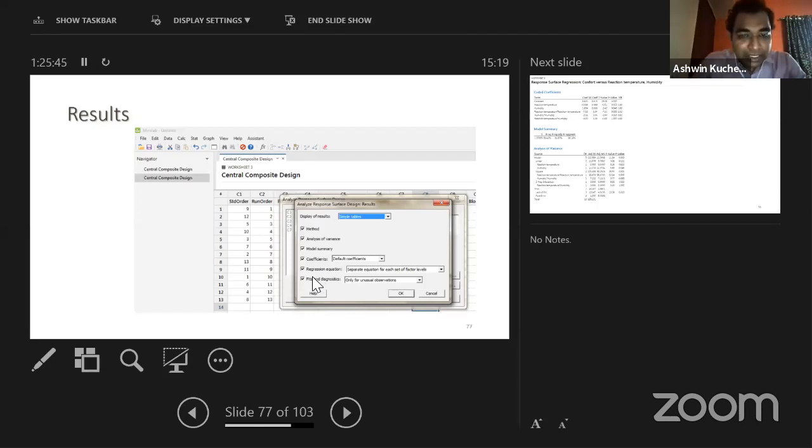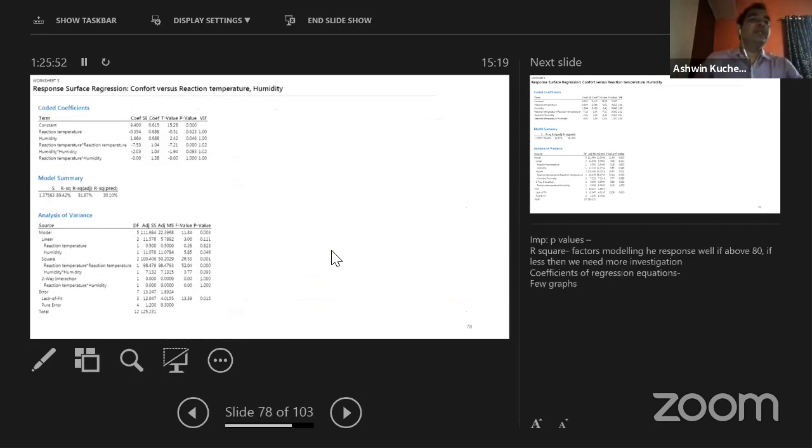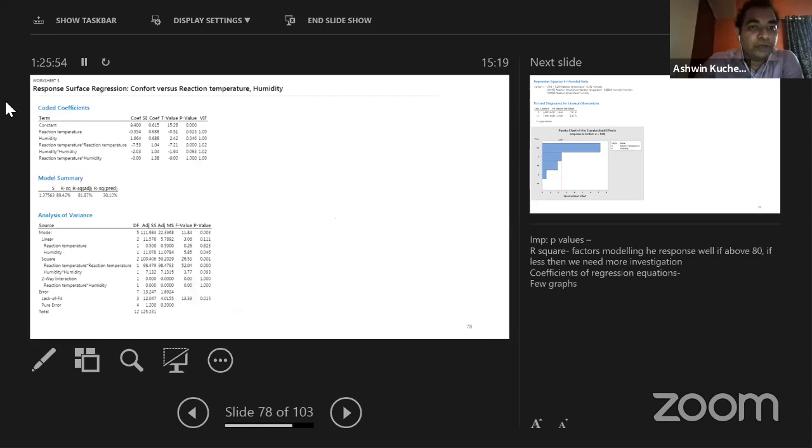You want a method, analysis of variance, model summary, coefficient, regression equation, and fits and diagnostic. Press OK. Then you will get the result in form of a sheet, which will tell us the coded coefficient and the ANOVA. Now, the important thing here in this Minitab is the p-values and the coefficient along with the R-square. So these are the important factors which you need to see to predict the response for the selected response at a different dosage form as per your trial.